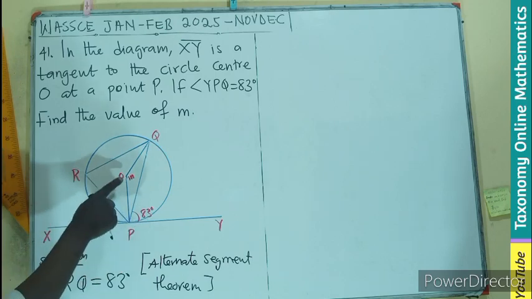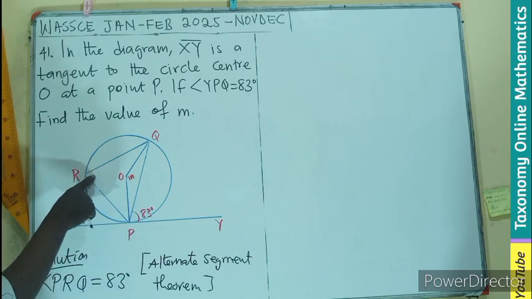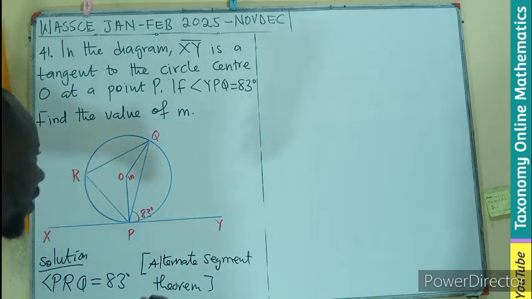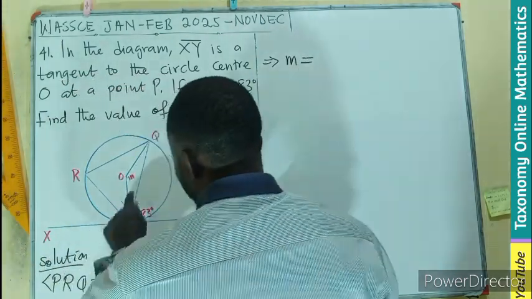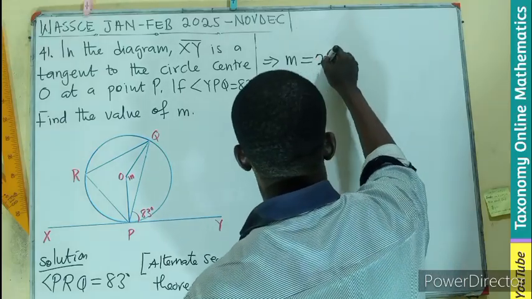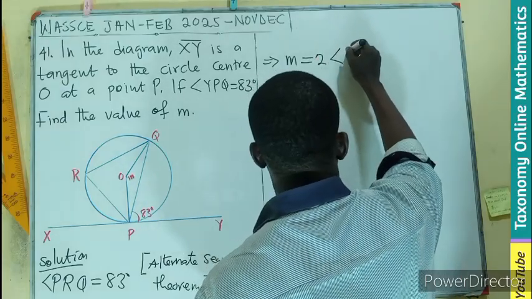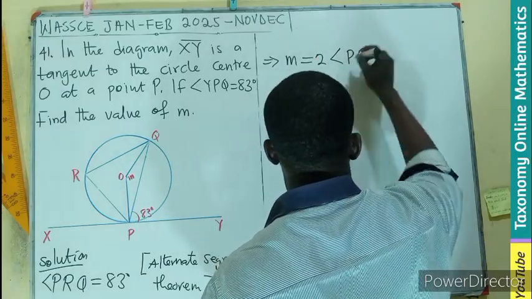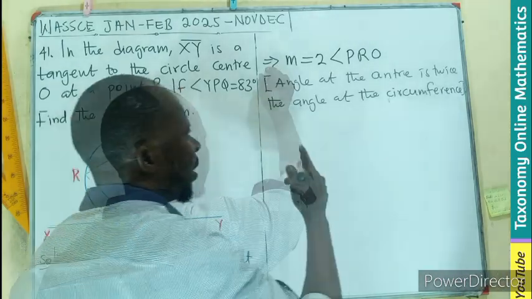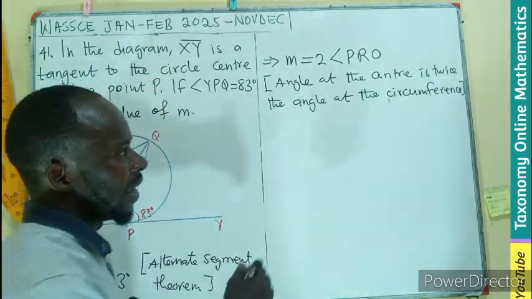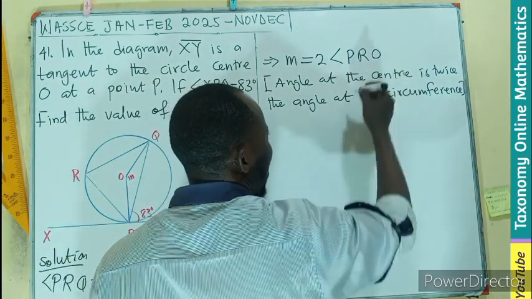But in the beginning, I mentioned that this angle is twice this angle. So that implies that the angle M, which is at the center, is equal to 2 times that very angle we just found, PRQ. So the property is the angle at the center is twice the angle at the circumference.